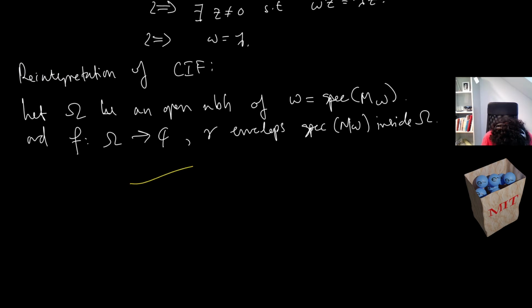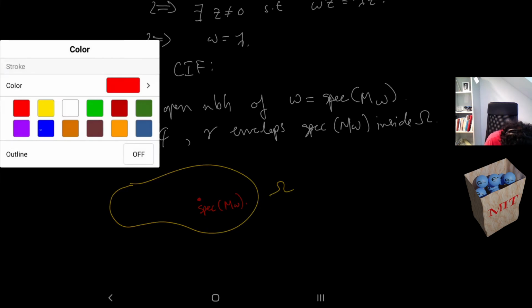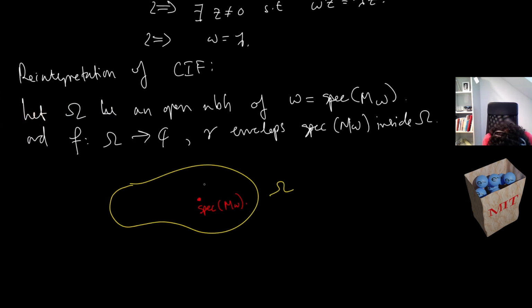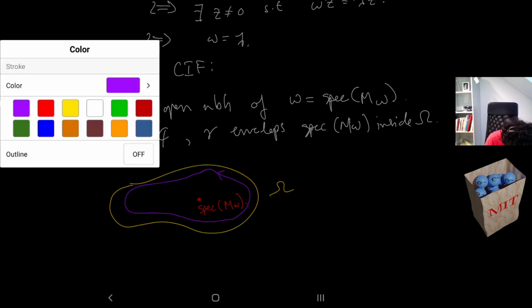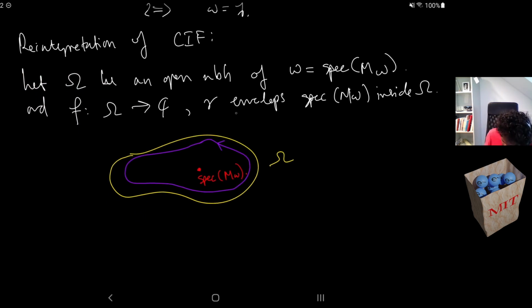So we have this ω. This is the spectrum of M_ω, and we have a contour parameterized counterclockwise. Let's just define this whole idea of enveloping something to mean parameterized counterclockwise.